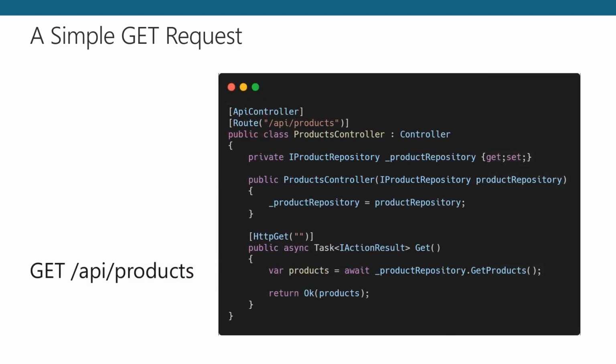If someone were to make a GET request to API/products, ASP.NET Core will instantiate our products controller and call the GET action. This action will make a call to our products repository and return the results. And the return statement is special too. Returning the OK method creates a 200 OK response with the content of the products as the payload. This list of products will be converted into JSON and sent to the client for use. Now let's walk through a simple GET request with a demo.